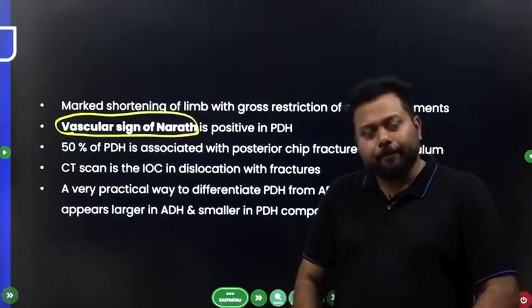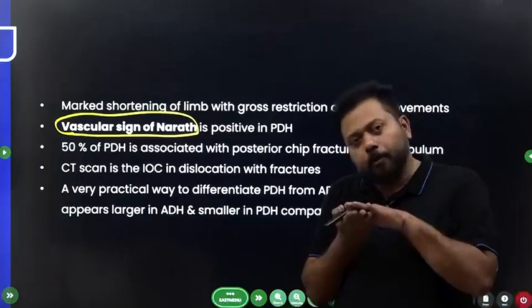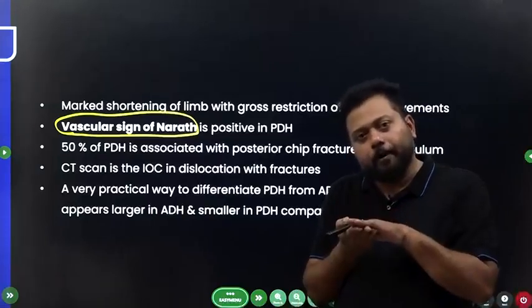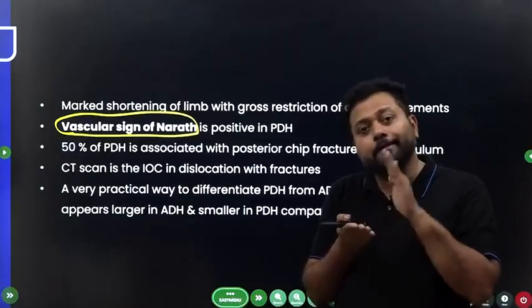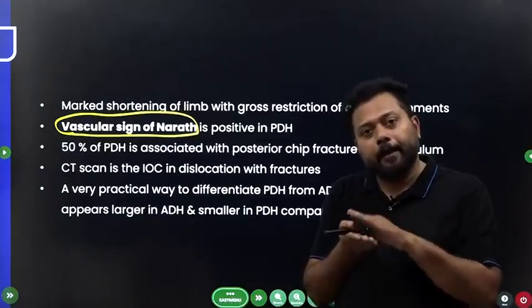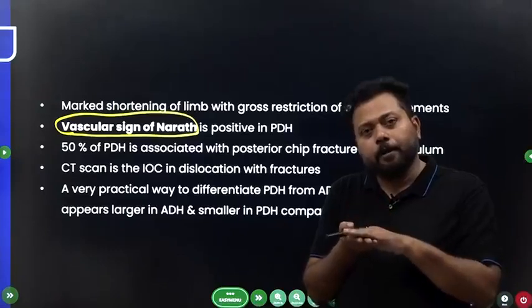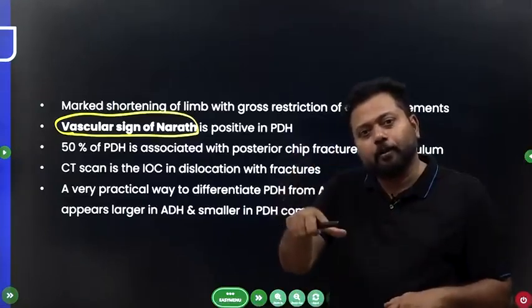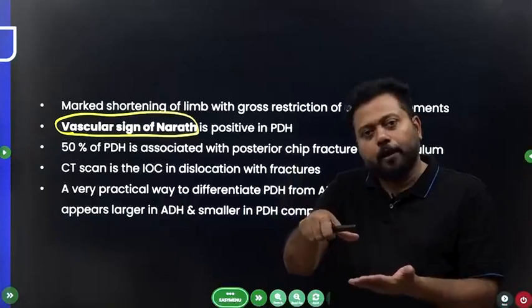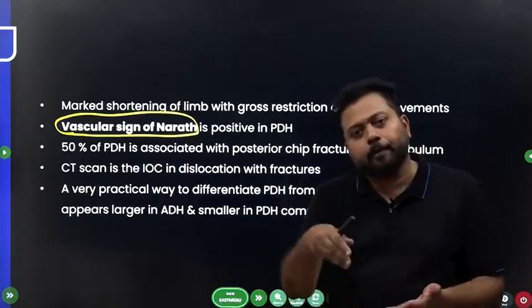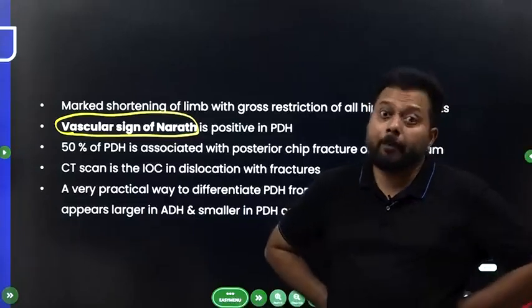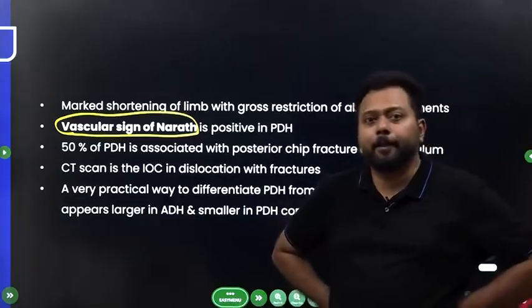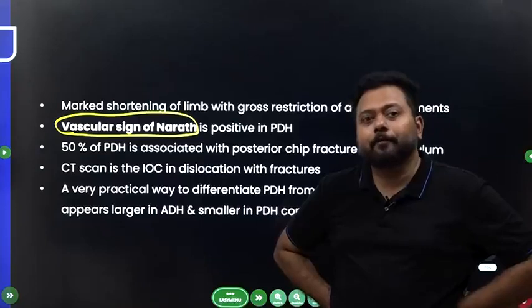Why is this happening? Just behind the femoral artery, a bony support is always there, and that bony support is the head and neck. If that bony support is not there, when you press with your thumb, the femoral artery will go down. You can't palpate it easily, or you palpate the pulse only very feebly. Then it's called a positive vascular sign of Narath.